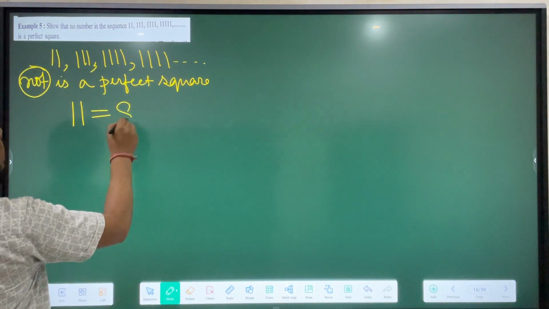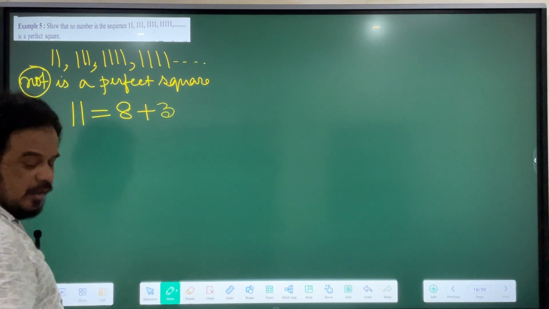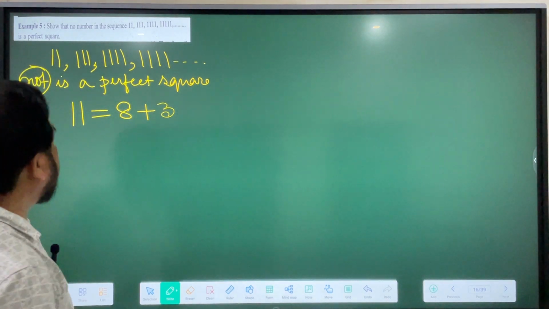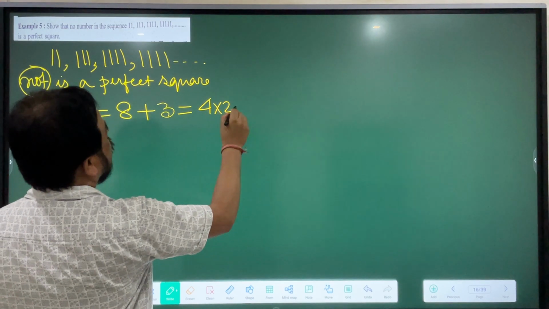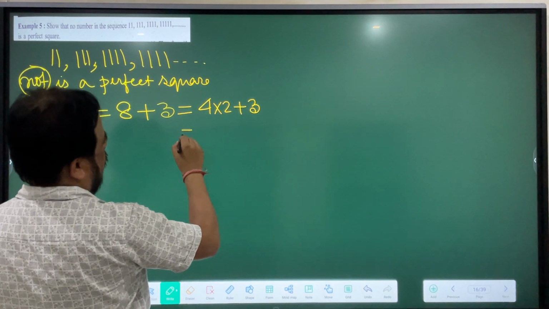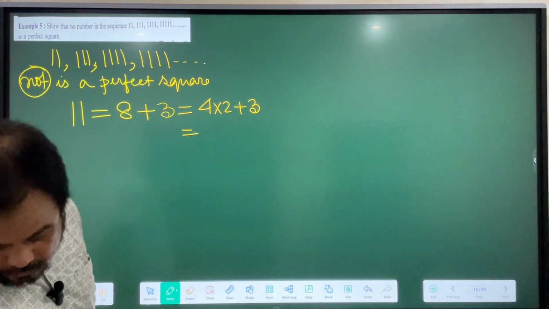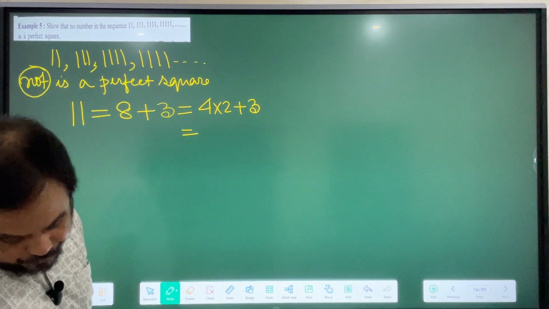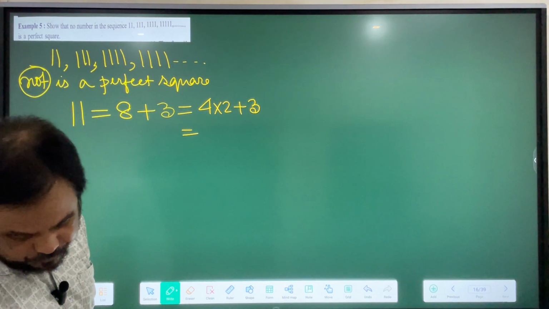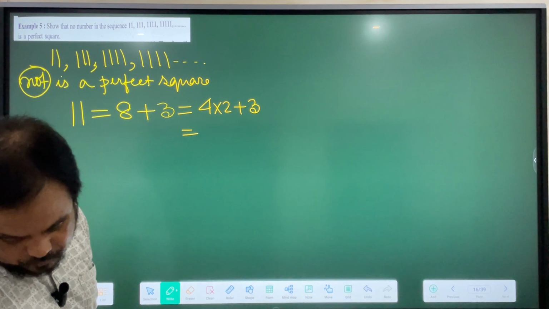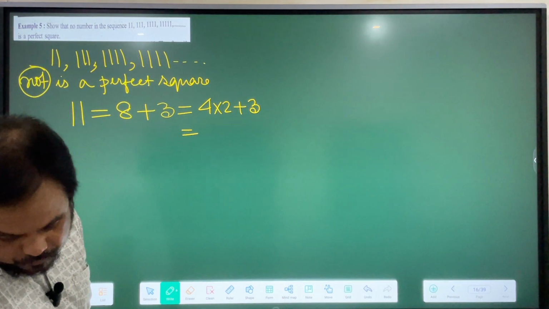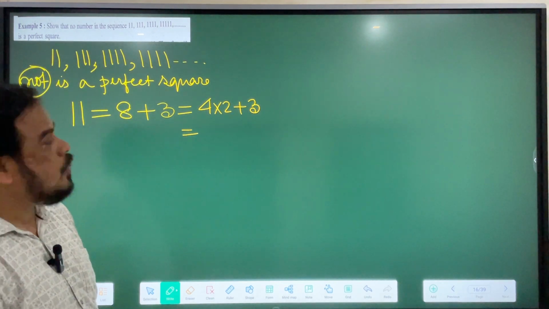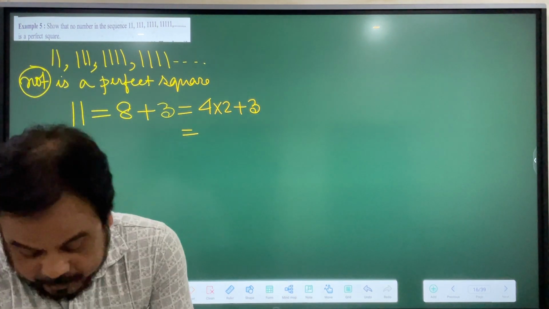11 is equal to 8 plus 3. This is there in the book. You can understand actually yourself. 8 plus 3 we can write 4 into 2 plus 3. 4 into 2 plus 3, yes, isn't it? Yes. Here is written, you see page number 111, solution.